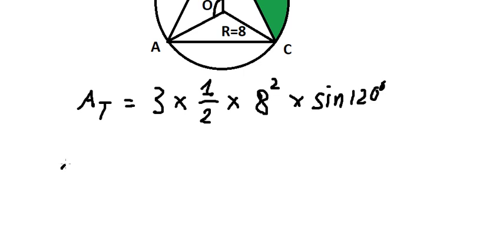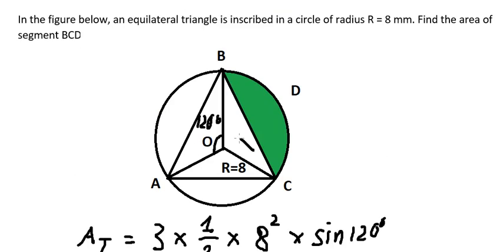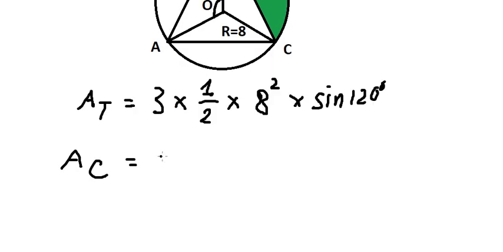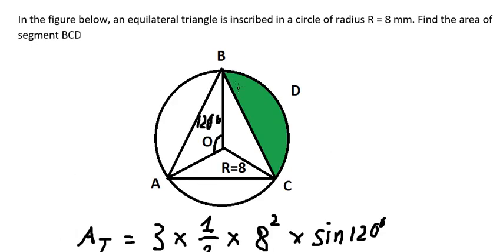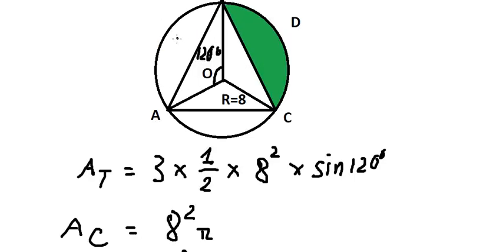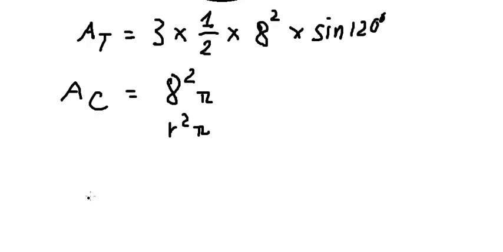And the next one, we can find the area of the circle. So we have the radius, that is about 8. So we have pi r squared in here. So if we want to find the green one, we will need to use the area of the circle minus the area of the triangle. We divide by 3.